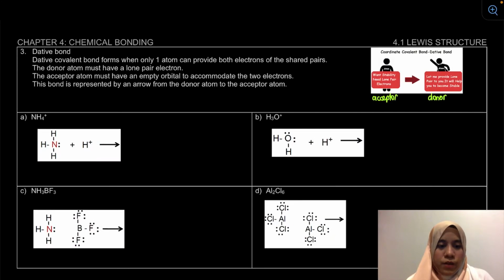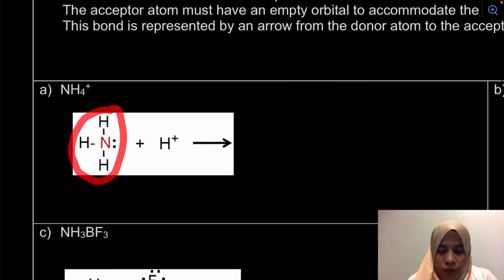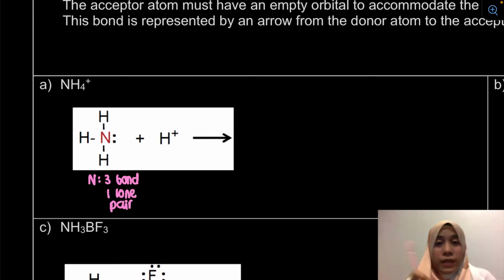For example, here we have NH₃, ammonia. Looking at the nitrogen itself, it has 3 bonds: 1, 2, 3. And then the nitrogen has 1 lone pair. Remember, a lone pair is a pair of electrons that does not get involved in the covalent bond, because only these 3 bonds are involved in the covalent bond. The nitrogen already has a full octet: 1, 2, 3, 4, 5, 6, 7, 8. So that's the case for nitrogen.